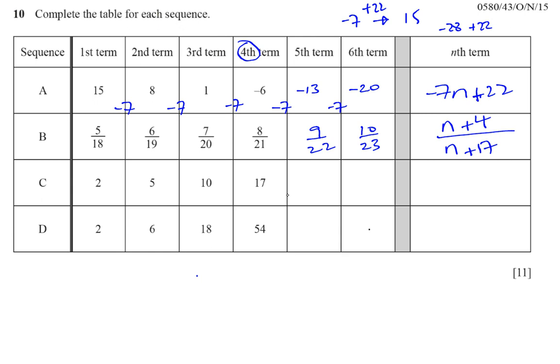Okay. Now for part C, this sequence here, it's going up by 3. And it's going up by 5. And it's going up by 7. Okay, so here we have a sequence which is not a linear sequence, it's a quadratic sequence.